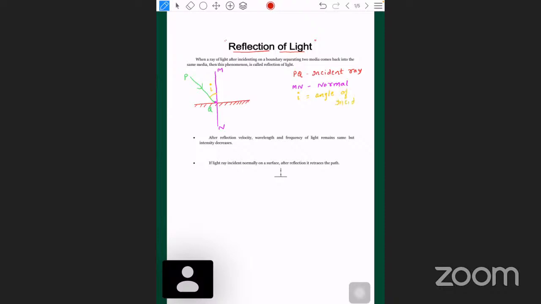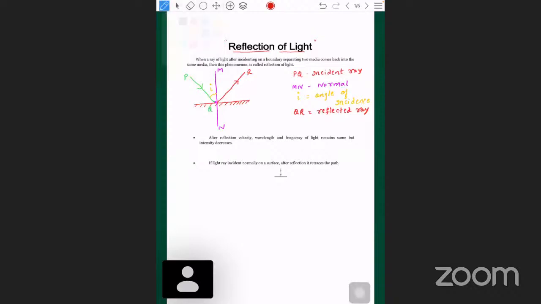What is that i called? It's the angle of incidence. Now, whenever this ray of light is incident, it is going to bounce back to the same media. This QR is called the reflected ray. What is that QR called? Reflected ray. QR is called the reflected ray.